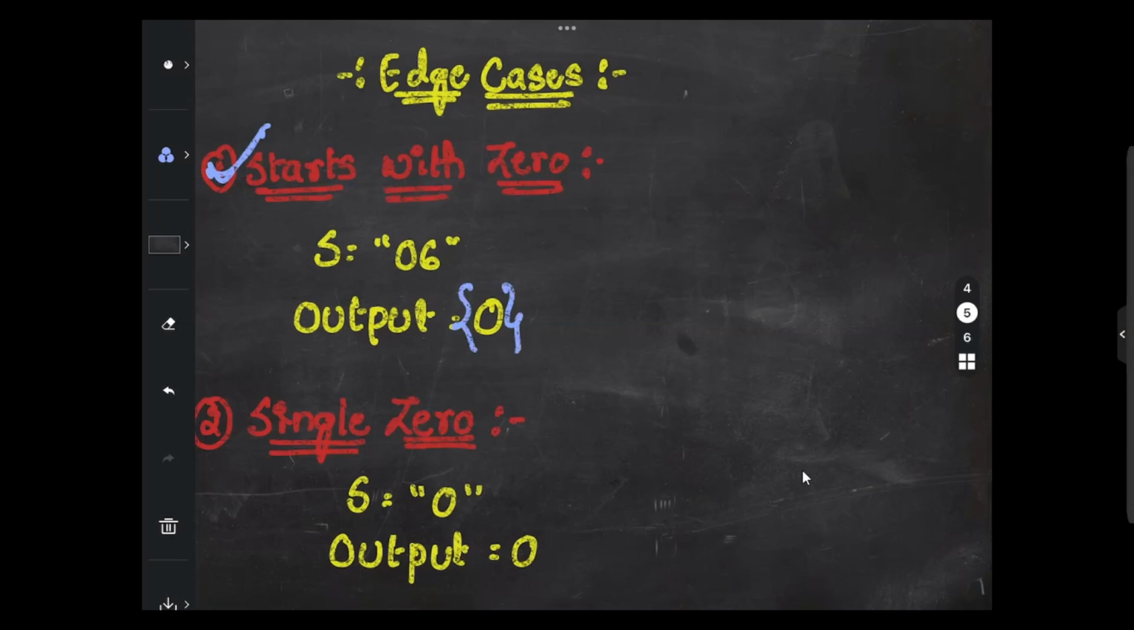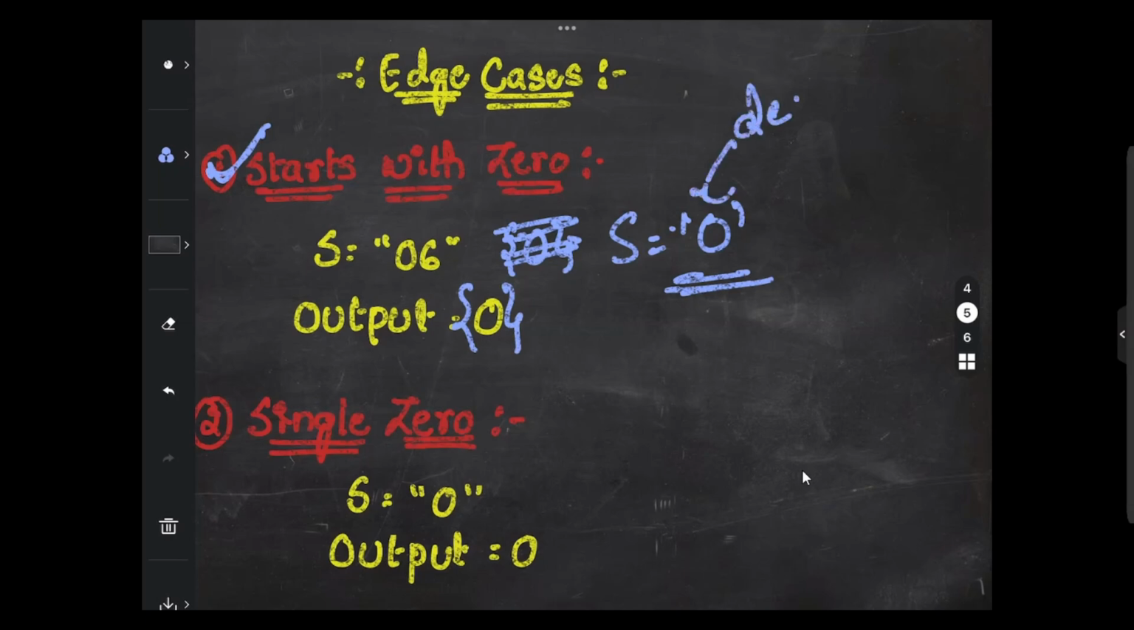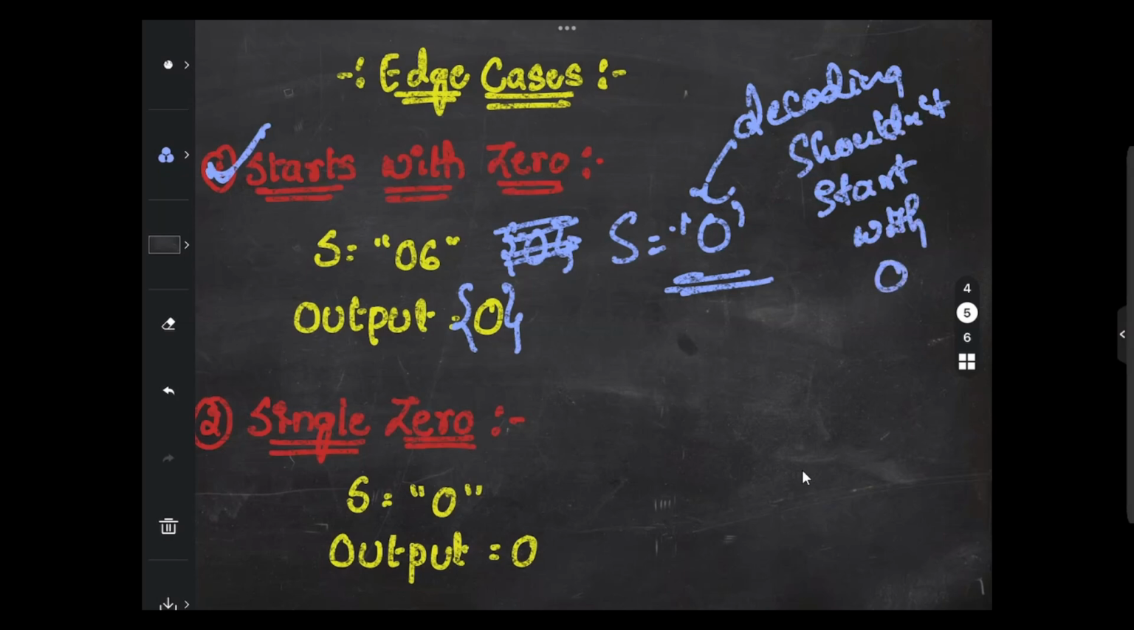Why? We know that here 06 is not valid, right? Because decoding cannot start with 0. I have said this during the question as well. They have clearly mentioned in the question that S shouldn't start with 0. 06 is not valid because decoding shouldn't start with 0. So in that case, we will return 0 as output.